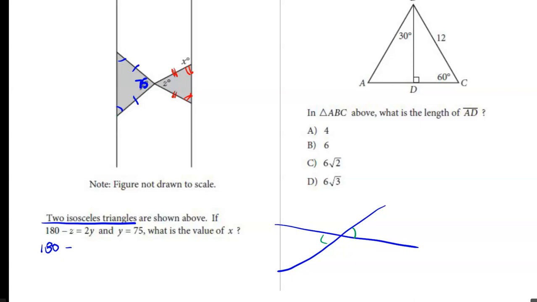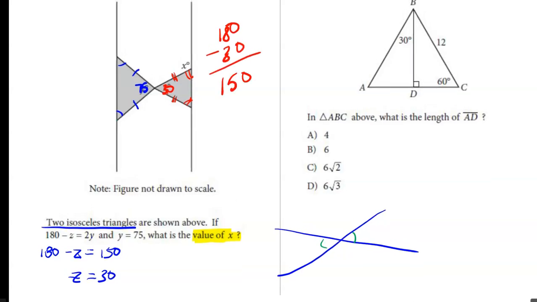So let's plug that into this equation. 180 take away z equals 2 times 75, which is 150. So I can solve that. 180 take away 30 is 150. So I know that z equals 30, but that's not what they wanted. They want me to find the value of x. So let's plug z in. We have z is 30. Well, since this triangle adds up to 180, I'm going to do 180, take away 30, and that leaves 150.